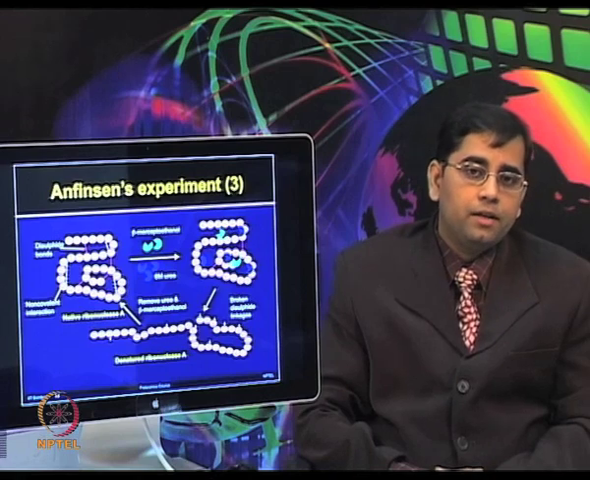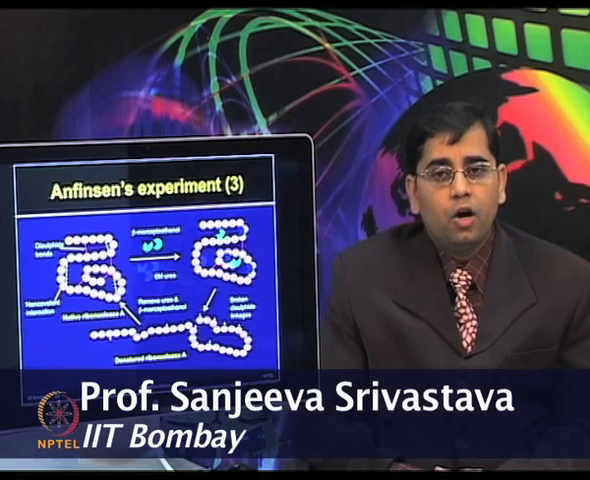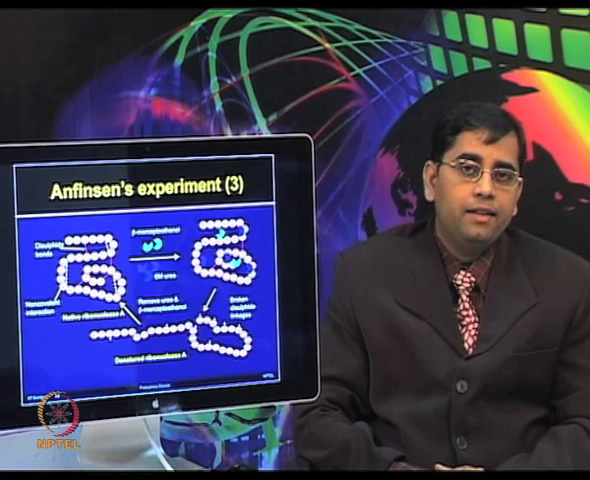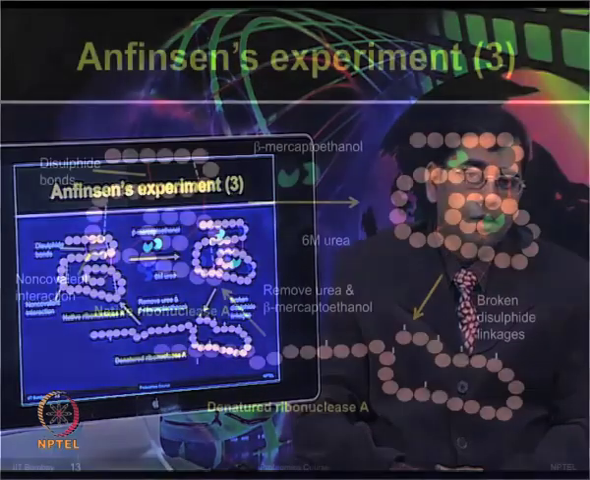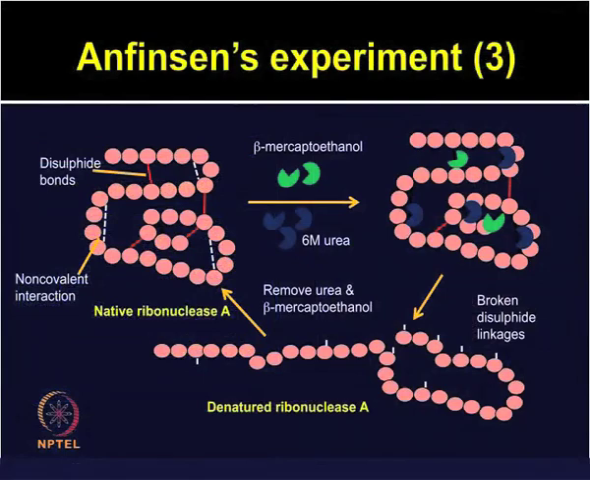Anfinsen noticed that when the ribonuclease was oxidized in air and urea was removed by the process of dialysis, the enzyme activity slowly recovered as a result of protein folding. As you can see here, if you have used ß-mercaptoethanol and 6 molar urea, all the disulfide and non-covalent bonds are broken. Once urea is removed, then slowly protein folding occurs. It results in the reformation of the tertiary structure and active site.